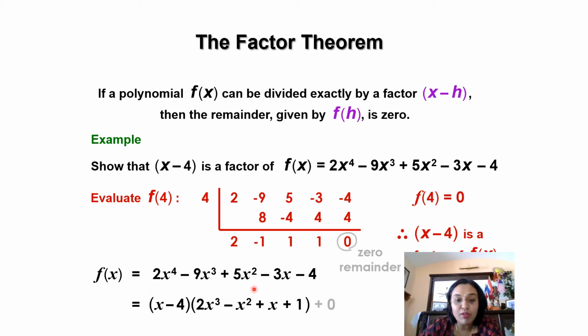So to conclude all the factors, x minus 4 is one of the factors for the polynomial, and the remaining factors can be obtained from the quotient, which is the result from the loom diagram: 2, negative 1, 1, 1. When you divide a quartic by a linear, your quotient will be cubic. So these are the coefficients of the cubic, 2x cubed minus x squared plus x plus 1, plus 0. This shows that the remainder is actually 0. So this concludes the factor theorem.